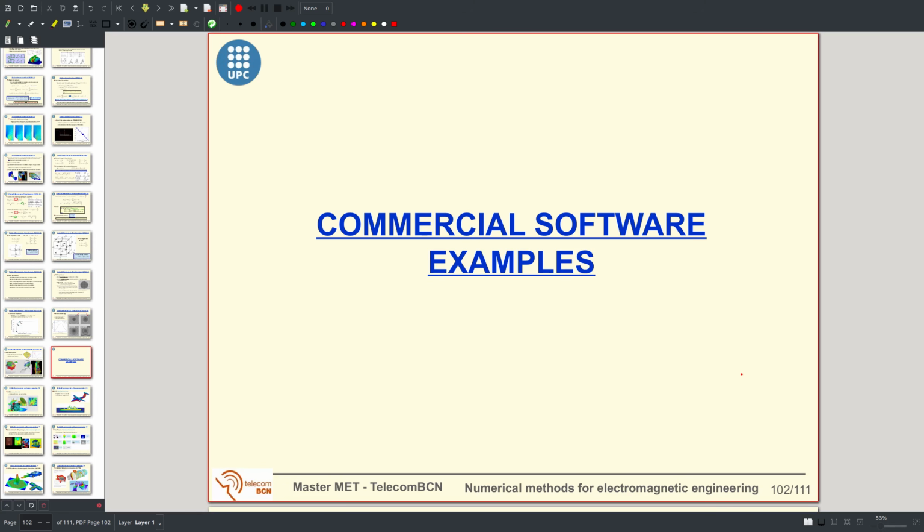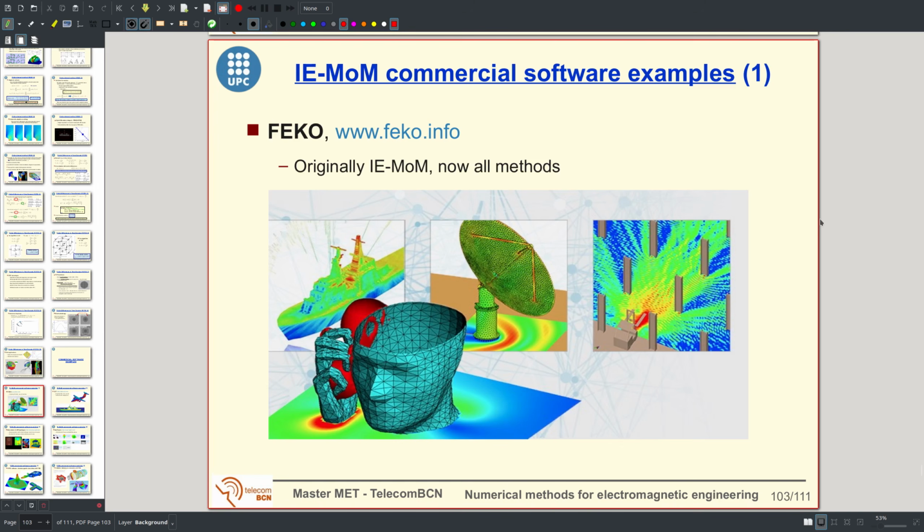And we will finish this chapter dedicated to numerical methods with some commercial software examples. Of course, this is not a complete list. These are just the examples that came to my mind, and probably the most commonly used software is here, but of course there may be other important software packages that are missing. However, these are the ones that came to my mind, maybe because we use them at our laboratory or because I know them better than others.